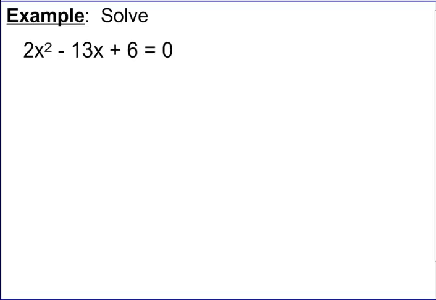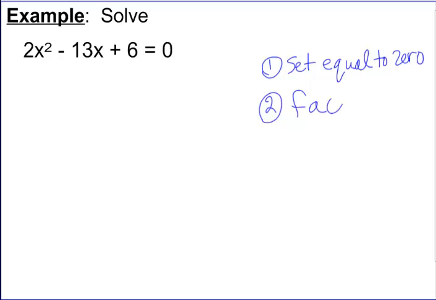Okay? So remember, first thing for solving is to be sure that you get it equal to 0. Is our equation set equal to 0? Yes, it is. The second thing we're going to do is factor. Now we're starting to add to our list of factoring components. First, greatest common factor. Do I have a greatest common factor between the 2, 13, and 6? So no greatest common factor between those.